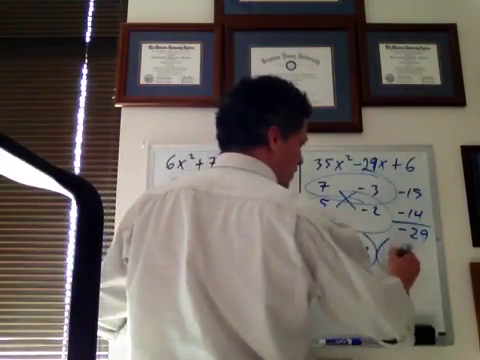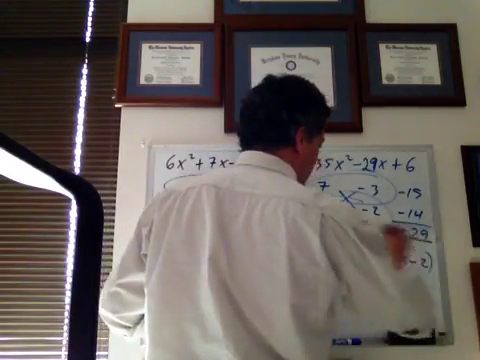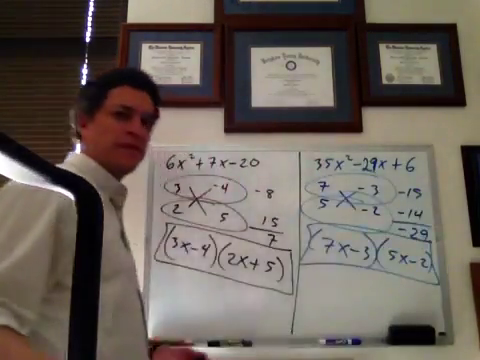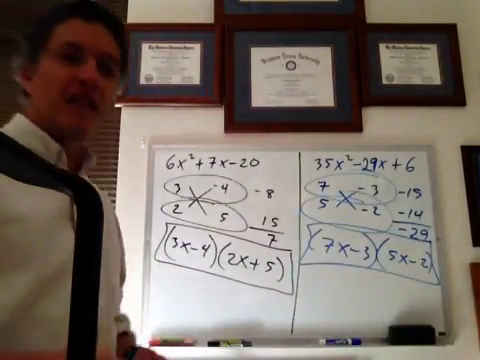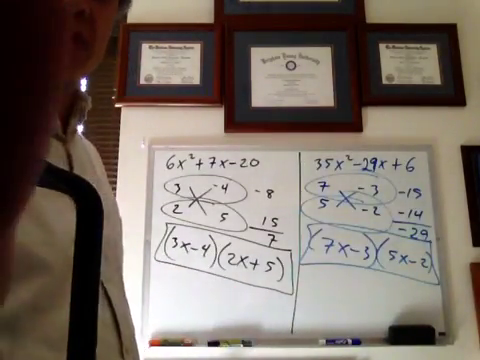7x minus 3 and 5x minus 2 are your factors. It's that fast and that easy. I hope this works for you as you do your factoring.